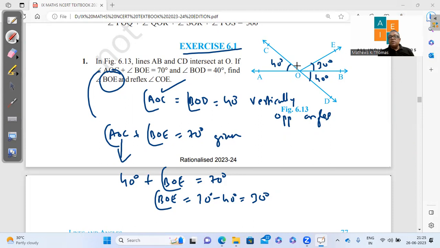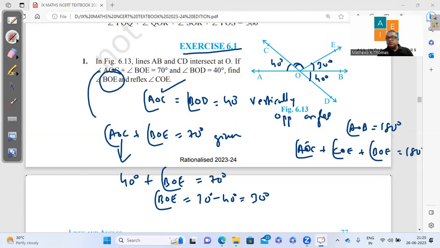Now the question is find out reflex of COE. So this is angle COE. So how do I find COE? If I look at this, this is a straight line. AOB is 180, right? AOB is 180. So all the angles together here will add up to 180. So these two are already found out. So what can I do? I can add the three angles and I can say that their total is 180. So I will get angle AOC plus angle COE plus angle BOE as 180 degrees.